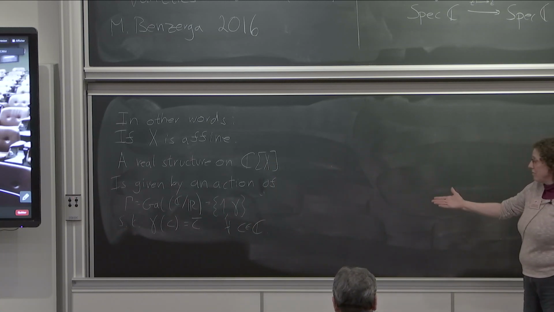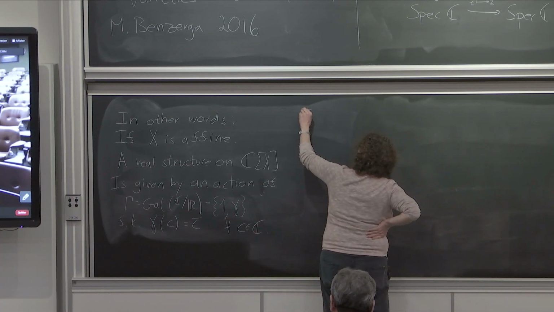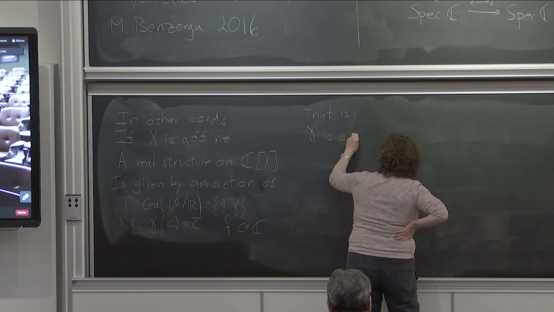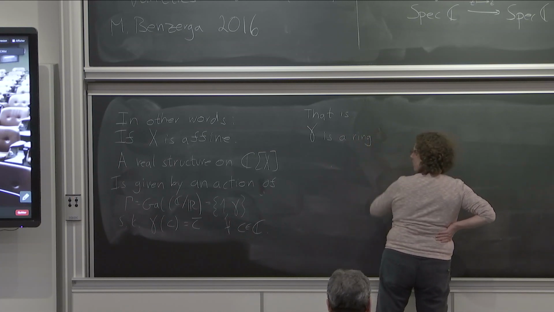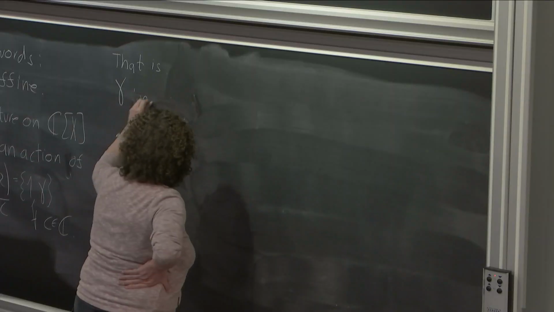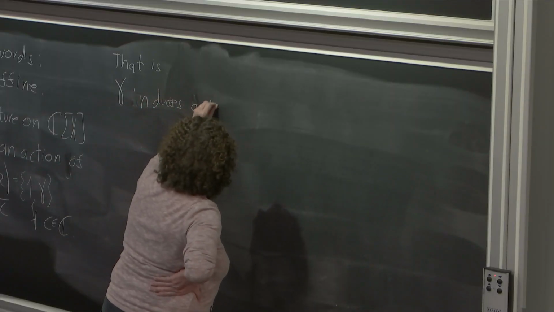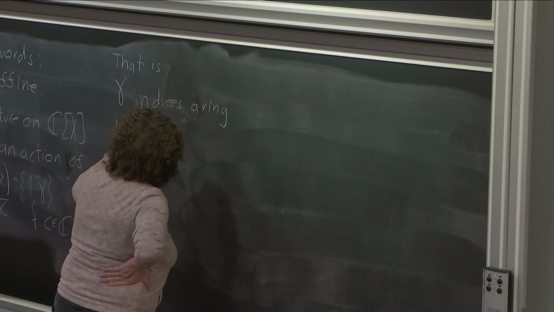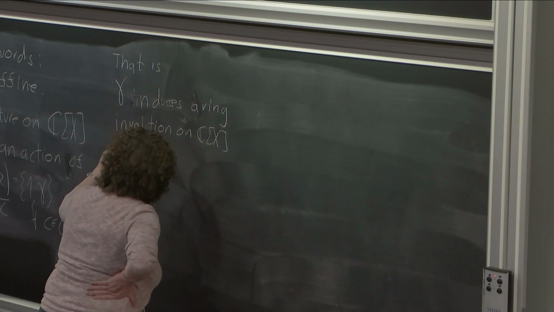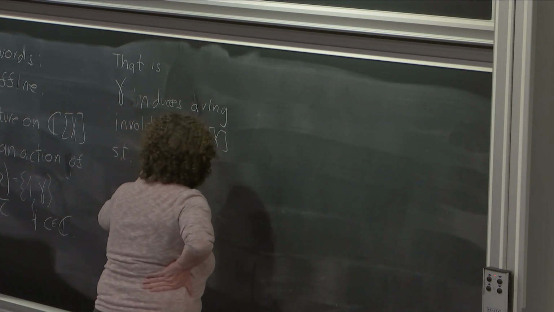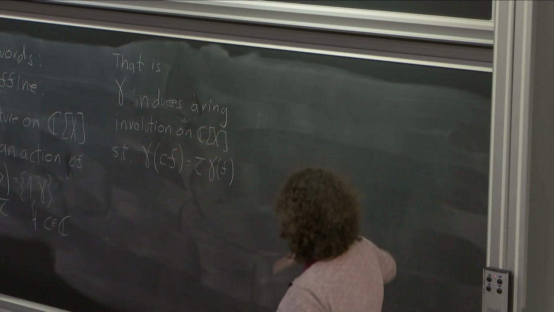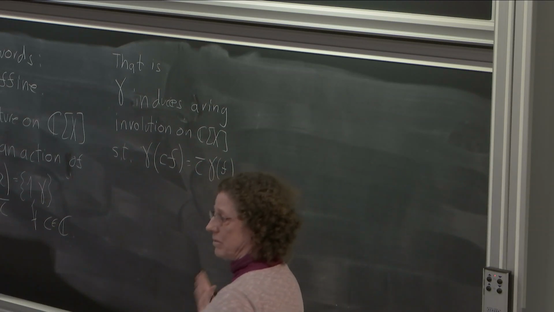Okay. In other words, I want, that is, γ is a ring automorphism, and γ induces a ring involution on C[X] such that γ applied to cf, for anything, is just c bar γ(f). Okay. So that's what I mean by anti-regular. On the complex numbers, it's just bar.